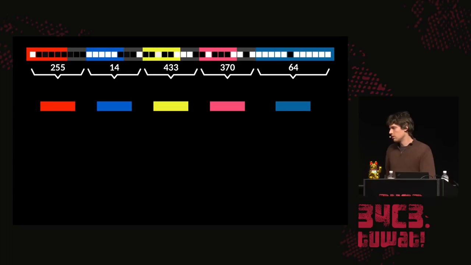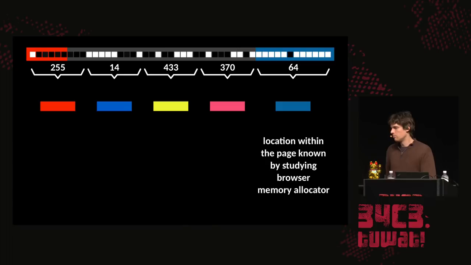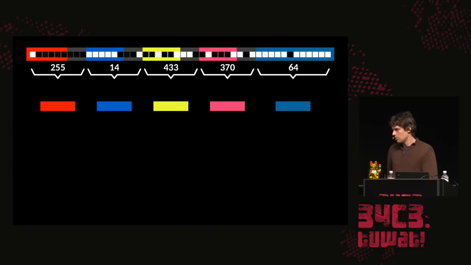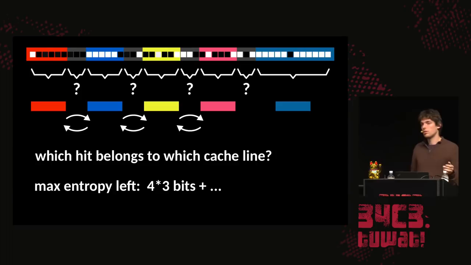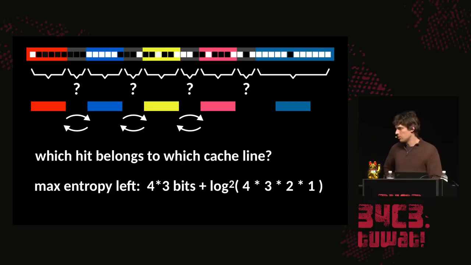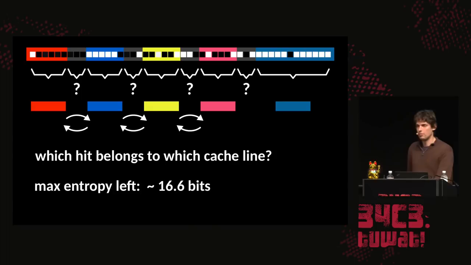We try to not get in the way. So now we have found 4 cache lines which may be used for the page table walk. So we can see that there are 4 chunks of 3 bits that we know nothing about. And what we also don't know is which cache line is used for which level of page table. So that would give us about 16.6 bits of entropy left. So that's not a whole lot that we have gained. We still need to find 16 bits.